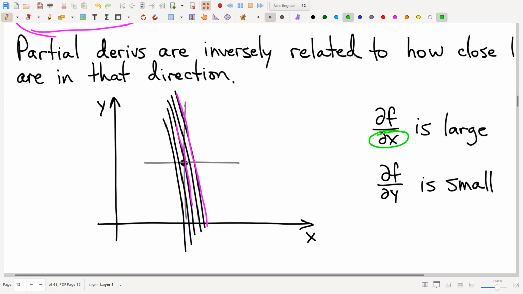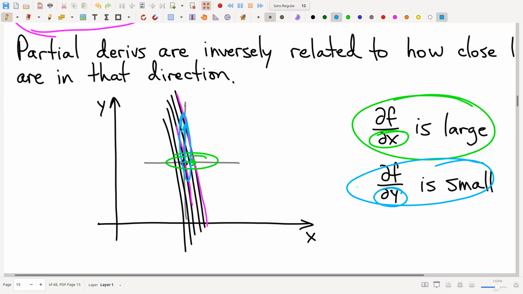If I'm taking a partial with respect to x, that means I'm moving in the x direction. And notice I can get from the one contour line to the two lines over. As I go in the x direction, I gain these 200 feet of elevation over a very short distance. So this fraction has a small denominator, which means that this is a relatively large fraction. Whereas, if you were to try to get from the lower altitude to the higher altitude in the y direction, it takes a relatively longer distance to get from the same lower purple contour line to the higher purple contour line. And so there is a relatively large denominator, and therefore this partial is relatively small.